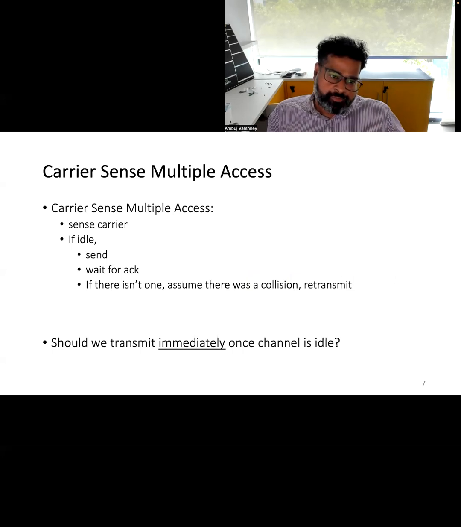So next, let's talk about another random access protocol called Carrier Sense Multiple Access, or CSMA, and it plays a very significant role in most modern wireless communication systems. So how does CSMA work? It senses the carrier.